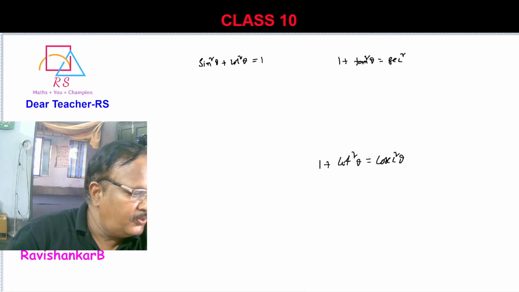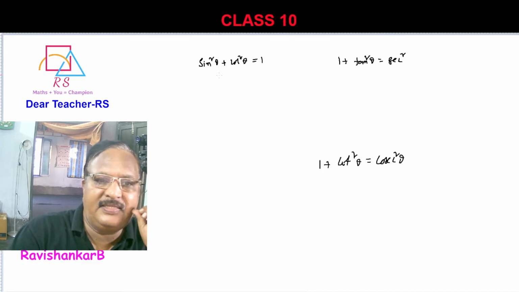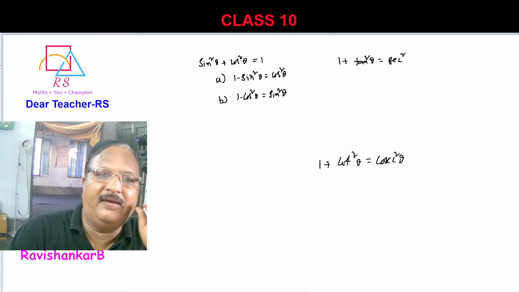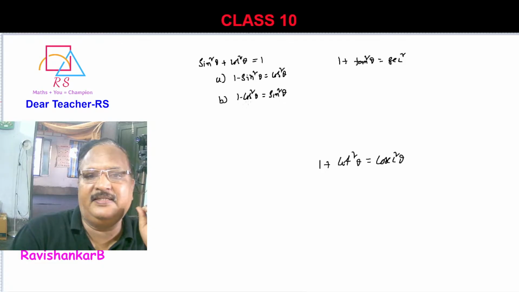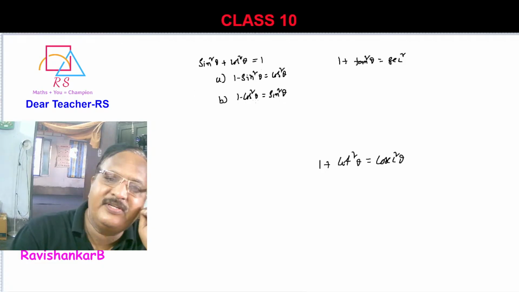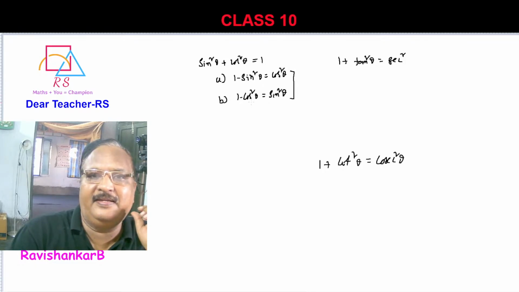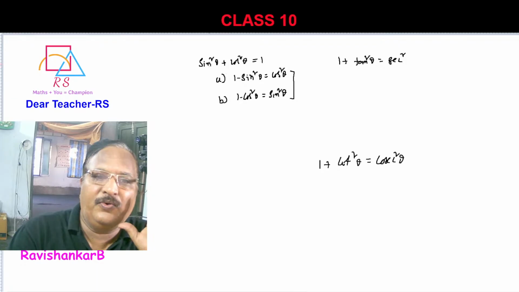So don't think that identities are only like this. This identity can be written like this also. 1 minus sine square theta is equal to cos square theta. 1 minus cos square theta is equal to sine square theta. The same thing, I have sent sine square to the other side. So even these two are also identities only.